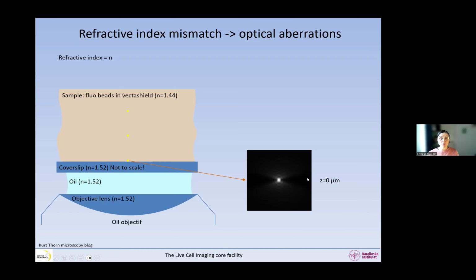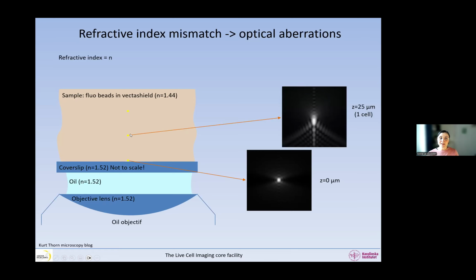What we see is that we have a really nice point spread function. So we say z equals 0 because we are at the cover slip level. We have a really nice point spread function. If we now look at a bead that is a bit further away, and it's only 25 microns away, so you can say 25 microns is somehow the size of a not very big cell, right? So if you have a cell monolayer on the cover slip, we're talking now about the top of the cells, right?